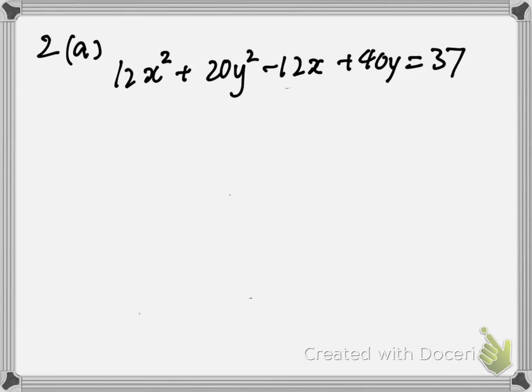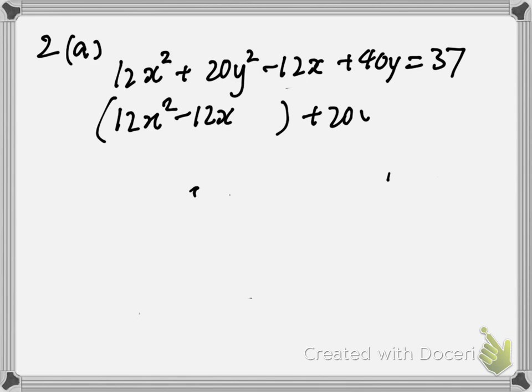Now I'm going to show you how to do a typical question like number 2. This requires a lot of completing the square. First, I group all the x's together, and then group all the y's together, and put the constant on the right side. The constant I already put on the right side.